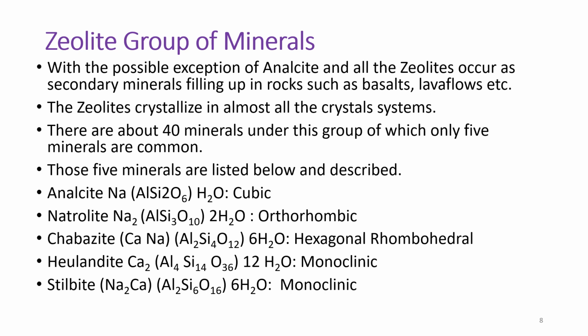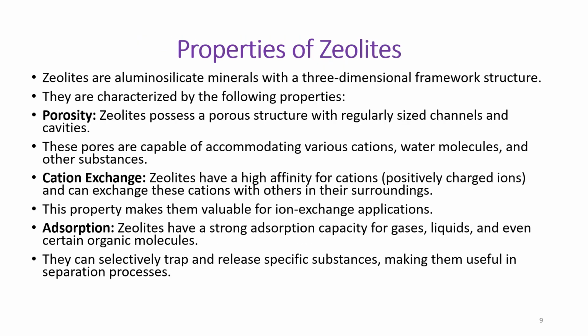Chabazite is a calcium, sodium aluminosilicate with 6 water molecules, and it belongs to the hexagonal rhombohedral system. Heulandite is a calcium aluminosilicate along with 12 water molecules, and it belongs to the monoclinic crystal system. And Stilbite has sodium, calcium, aluminosilicate along with 6 water molecules, and it also belongs to the monoclinic crystal system.